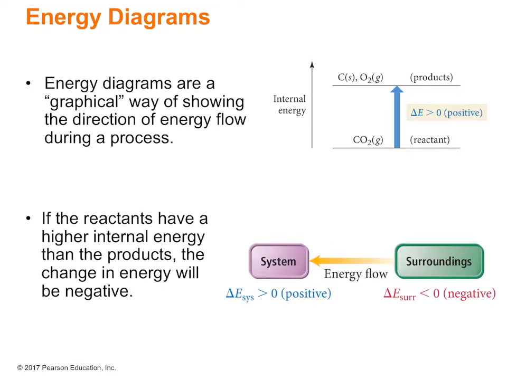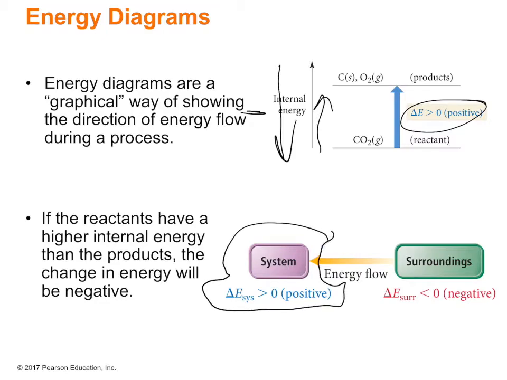Again, here's another example. If the reactants have a higher internal energy than the products, the change in energy will be negative. It's always good to remember that if you're going the same way as internal energy, it's going to be positive. If you're going opposite ways, it's going to be negative. And that's the energy of the system, not the surroundings. The surroundings are opposite. If the system is positive, then the surroundings are going to be negative.